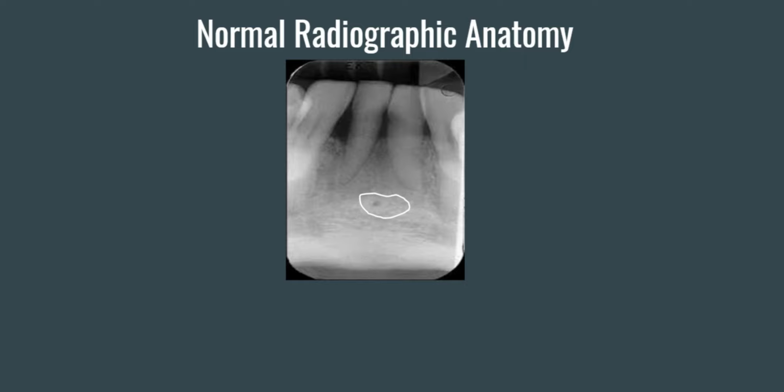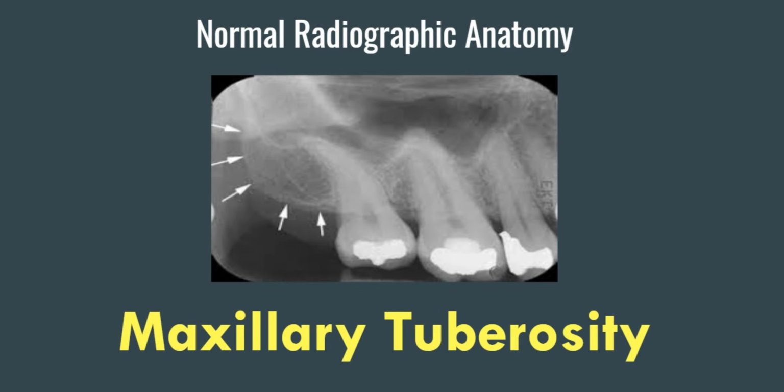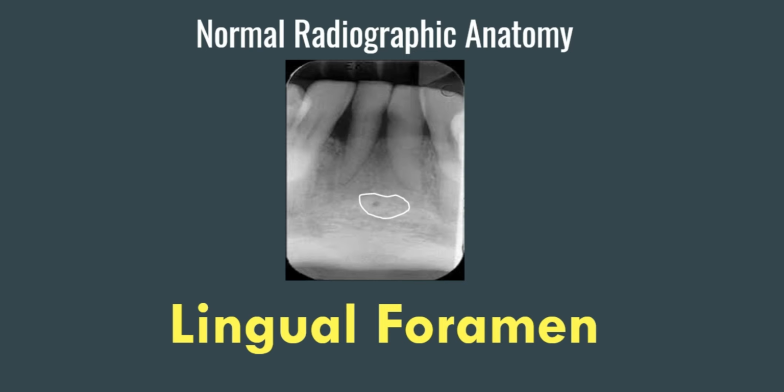For this one, what is this dark dot? The dark dot near the red dot. That is the lingual foramen. So I'll cover it up again here. So what we're looking at here is this dark dot right where I put that red dot. That is the lingual foramen.